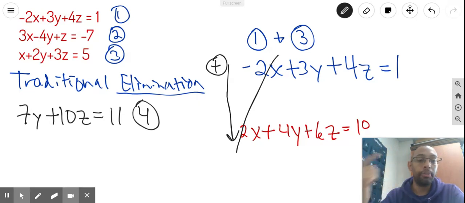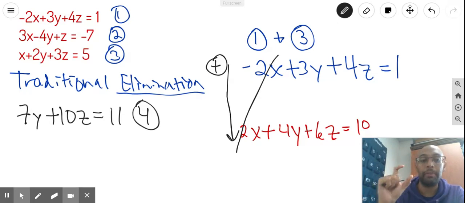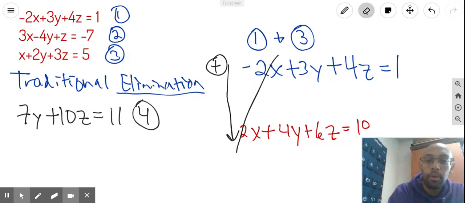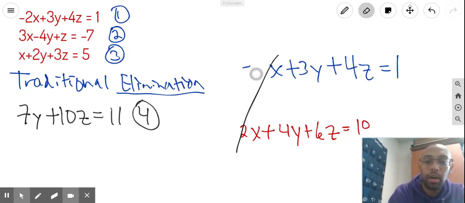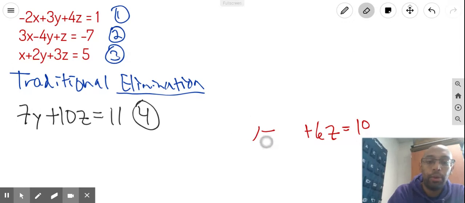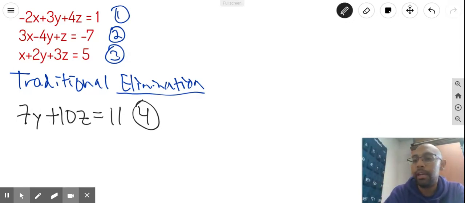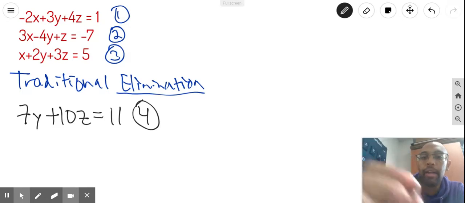Okay, so we're going to duplicate this. That means I'm going to pick two different equations, but I'm going to eliminate the same variable. Once again, I'm going to pick two different equations, but I'm going to eliminate the same variable. So I'm going to erase this part so I have room. And now I'm going to pick equation 2 and equation 3. So now I have 3x and I just multiply the second equation by negative 3.